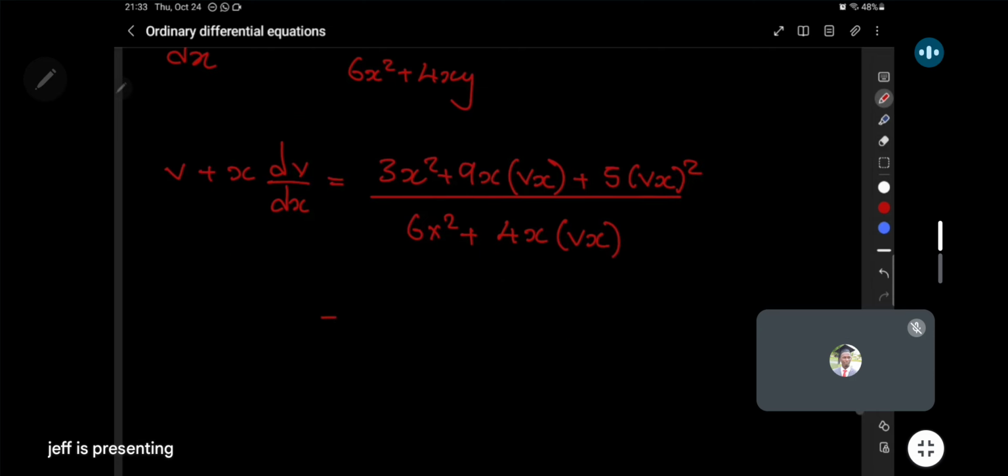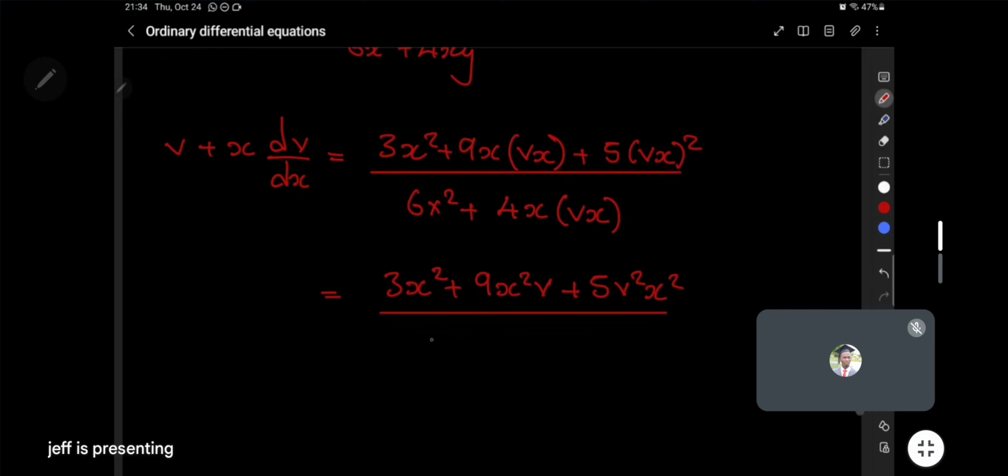Let's focus on the right hand side for now. Here we'll have 3x squared plus 9x squared v plus 5v squared x squared. And in the denominator, 6x squared remains the same. But here we now have 4x squared v.